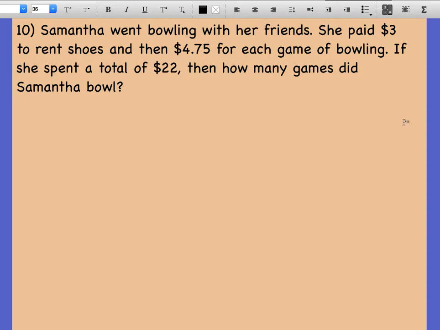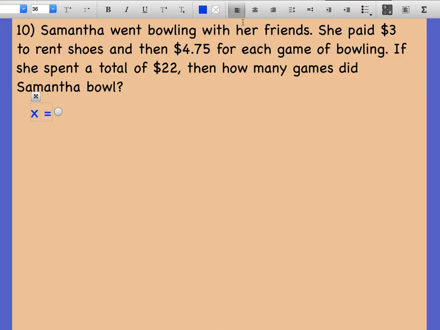All right, this reads, Samantha went bowling with her friends. She paid $3 to rent shoes and then $4.75 for each game of bowling. If she spent a total of $22, then how many games did Samantha bowl? Now, on your instructions, it says to define a variable. I'm going to use x, but you can use whatever letter you would like to.